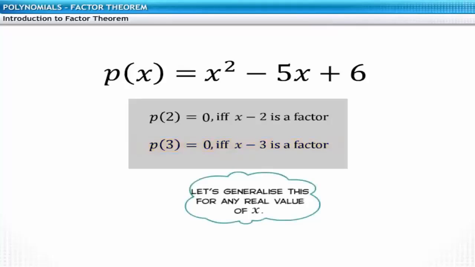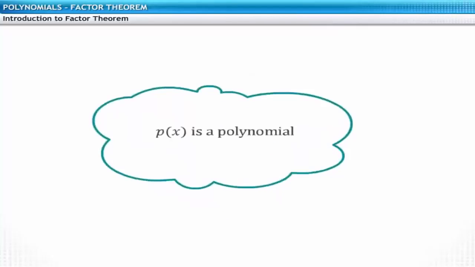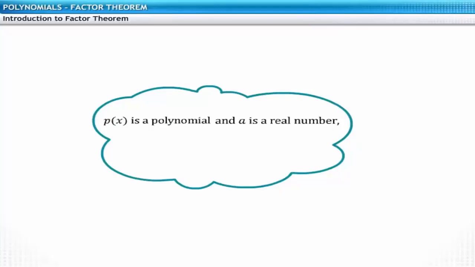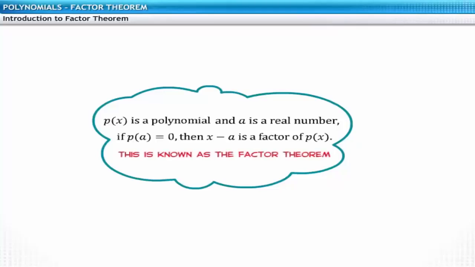Let's generalize this for any real value of x. Consider p of x is a polynomial and a is a real number. If p of a is equal to 0, then x minus a is a factor of the polynomial. This is known as the factor theorem.